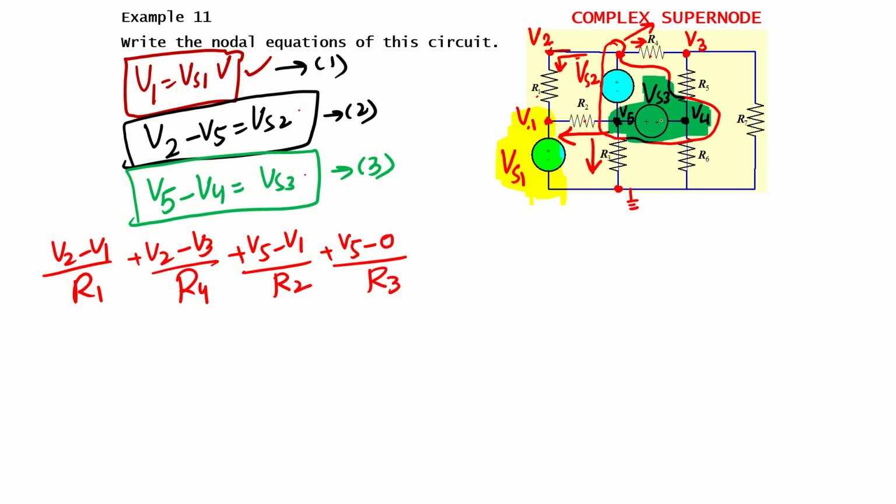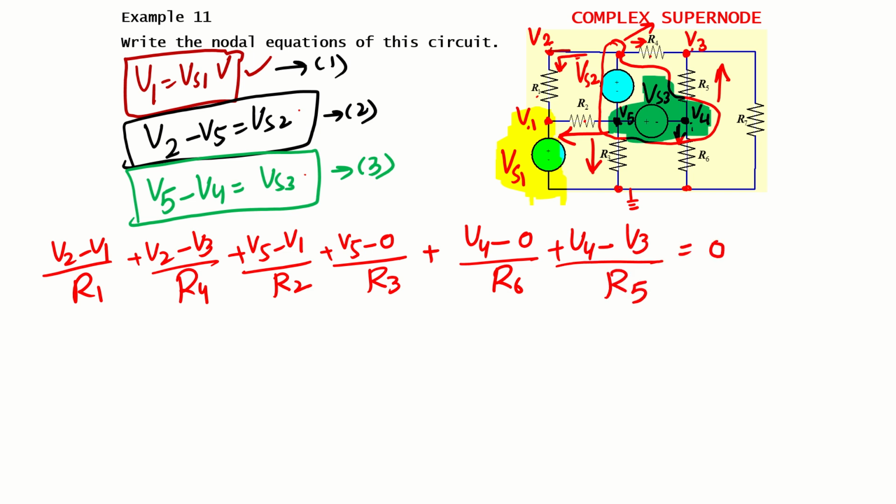Let's come to V4 now, because this is a part of our supernode. What are the currents leaving from V4? The current through R6 and the current through R5. For R6: V4 minus, what is the voltage here, 0, divided by R6. Then the current through R5: V4 minus V3 divided by R5, and the whole sum is equal to 0. So this is the equation for our complex supernode. Make sure that you do not omit any current; you need to move one by one. So we got our fourth equation.